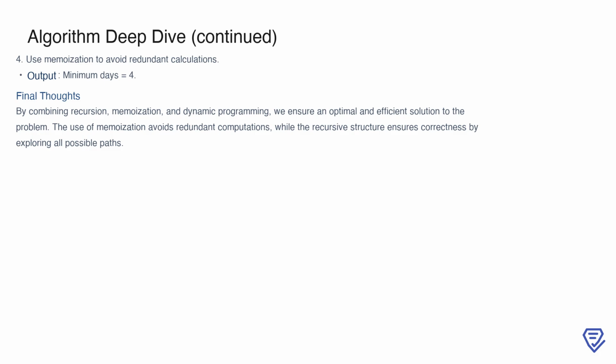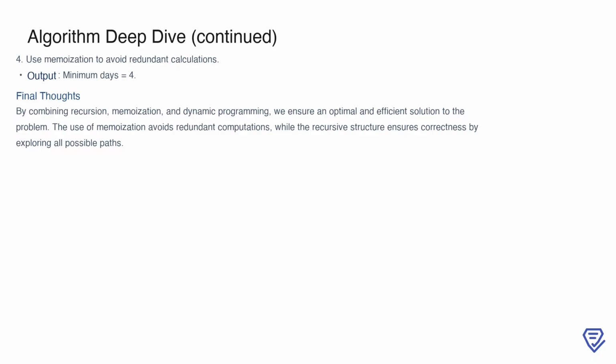By combining recursion, memoization, and dynamic programming principles, we ensure that the solution is both correct and efficient. The recursive structure guarantees that all possible paths are explored, while memoization avoids redundant computations. Together, these techniques demonstrate how to effectively solve a problem with overlapping subproblems and optimal substructure. This problem serves as a great example of how dynamic programming can transform a seemingly complex problem into a manageable and efficient solution.